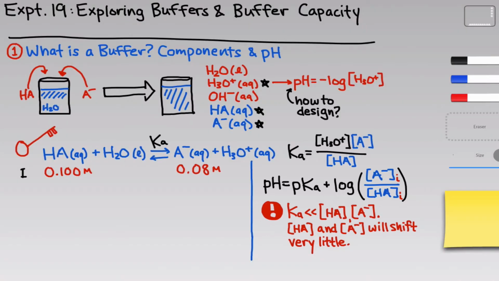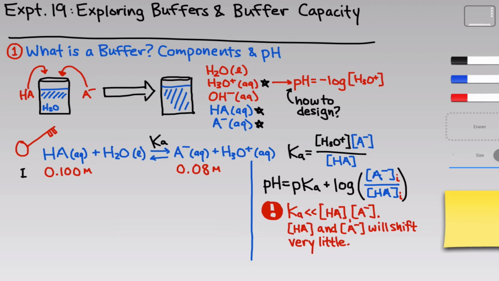So let's put some numbers to this and say we started with 0.1 moles per liter of HA in solution and 0.08 moles per liter of A minus in solution, and we can imagine that both components are added simultaneously before we ever think about chemical equilibrium. And when you do buffer problems, I encourage you to think this way.